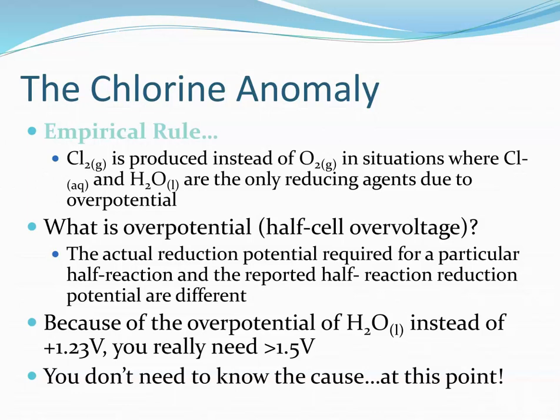The explanation for this rule is that there is an overpotential. The actual reduction potential required for a particular half reaction and the reported half reaction reduction potential are different. You don't really need to know the cause, but it is important to remember this exception when you're given a solution with water and chlorine ions as the reducing agents.